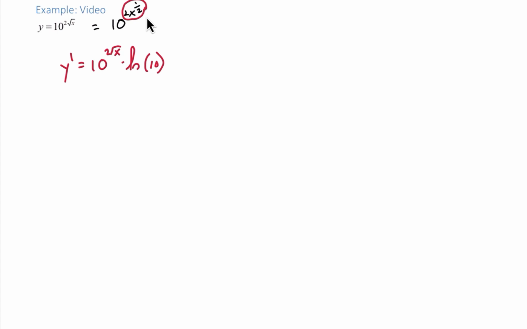The derivative of that is x to the negative 1/2 power. And now simplifying this, we get 10 raised to the 2 square root of x times the natural log of 10 all over the square root of x.